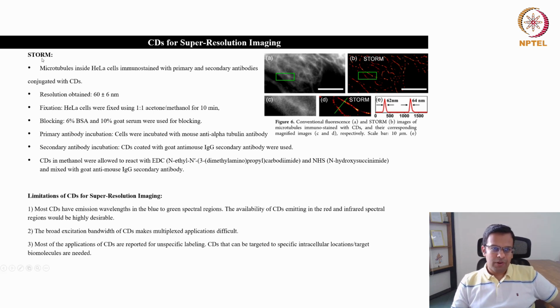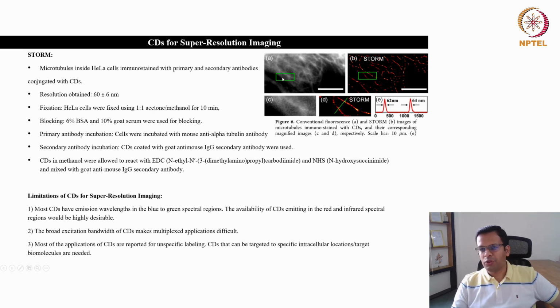Now they have been used for STORM imaging as well. So microtubules inside HeLa cells were immunostained with primary and secondary antibodies conjugated with carbon dots. Here you can see the STORM image, and this is the conventional fluorescence. So here you can see the structures more clearly.